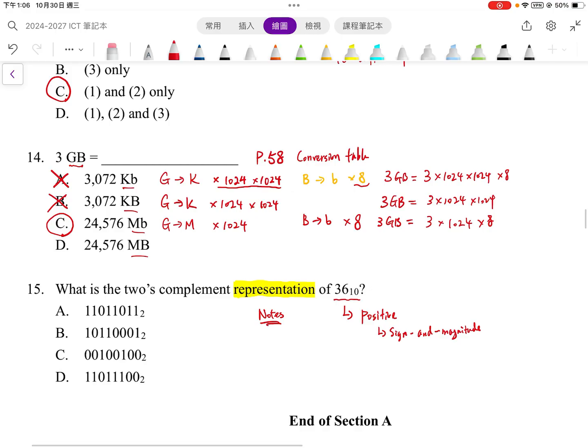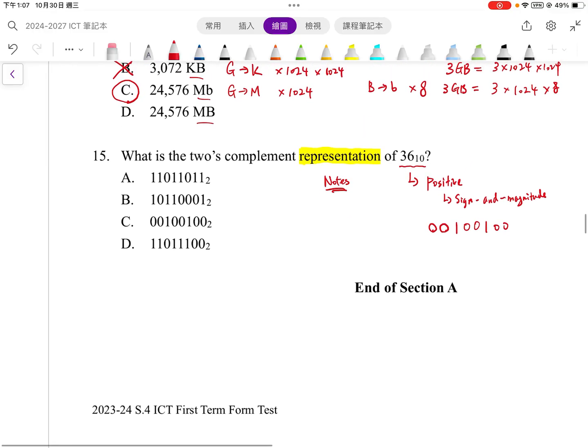So we just put 36 into our calculator. You should get 100100. In the four answers, you can see they have 8 bits, and we only have 6 bits. So in this case, we will add 0s in front. All in all, it is 0010 0100. The answer should be C.